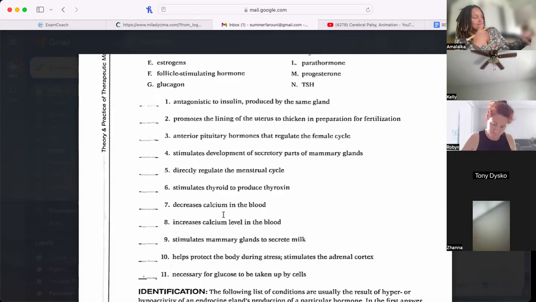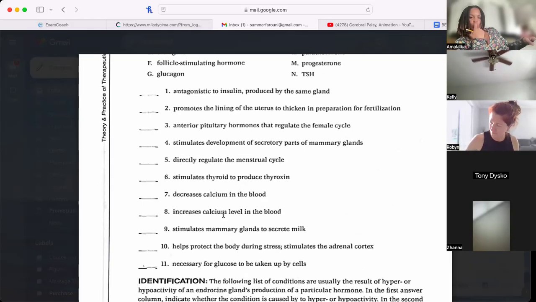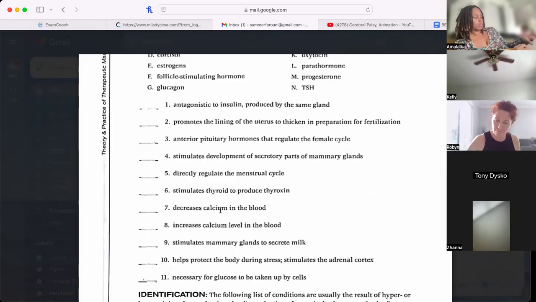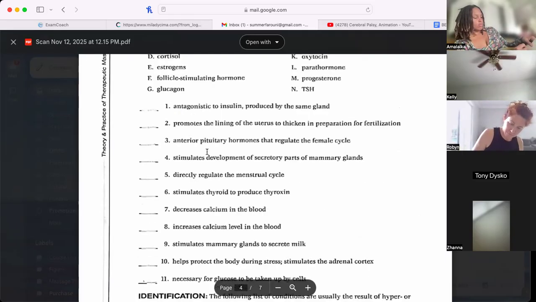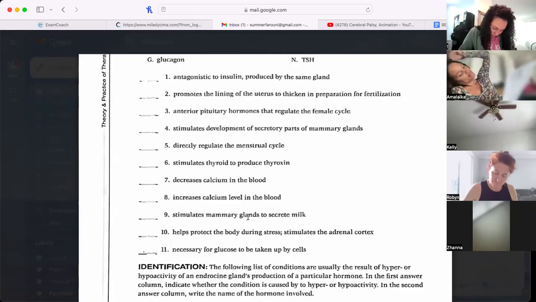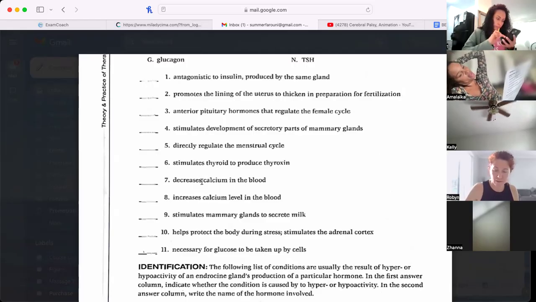Again, some of them are good knowledge, some of them make sense, and some of them are very new knowledge. But so far we're doing good. Decreased calcium in the blood, number 7. C. Calcitonin. Sounds good. Stimulates mammary glands to secrete milk, skip number 8. Oh, we skipped 8, which is increased calcium level in the blood. Oh, yeah, I did the decrease. So the decrease is correct.